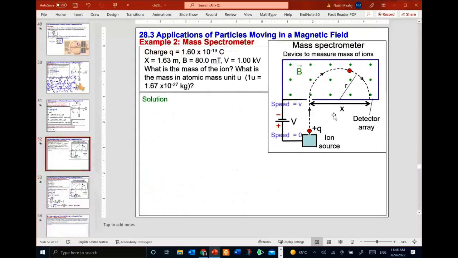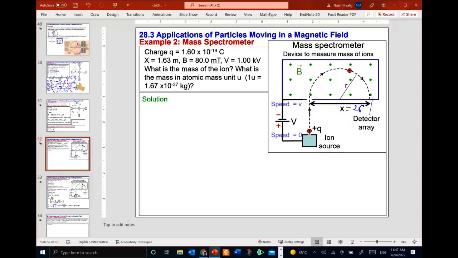Okay, so here is another problem. This is a mass spectrometer. We're given the charge, in this case I think it's a proton. We're given the charge 1.6 times 10 to the minus 19. We're given x, which is equal to 2r, the diameter of the circular path.